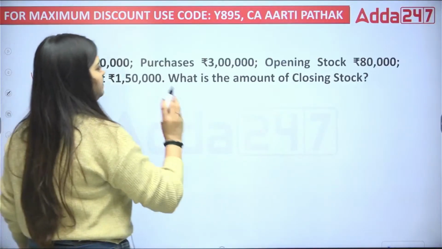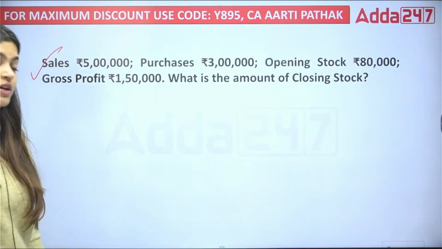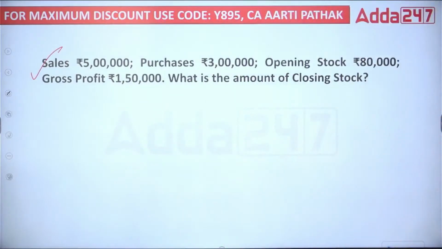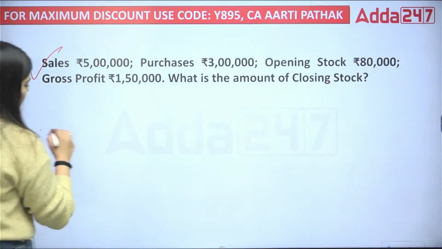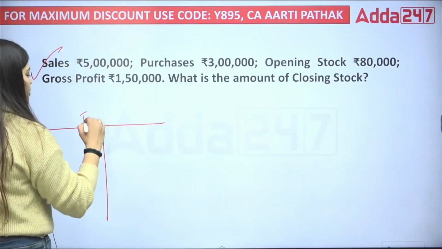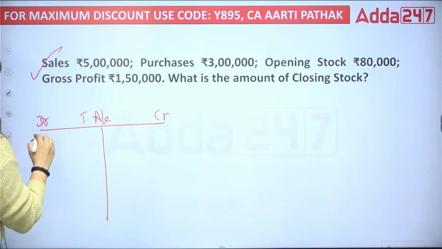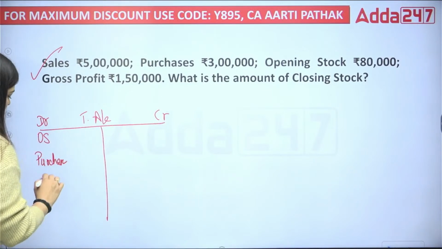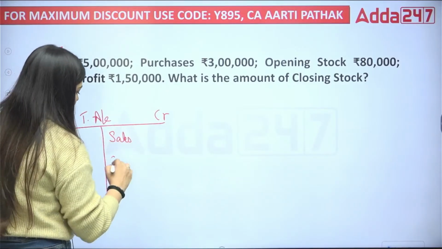Sales 5 lakh, purchases 3 lakh, opening stock 80,000, gross profit 1,50,000. What is the amount of closing stock? Here you need to calculate the amount of closing stock. So how to calculate it? Again, let me tell you first with the T format. This is a trading account, debit side, credit side. On the debit side, you have opening stock, purchases, direct expenses. Credit side, you have sales and closing stock.